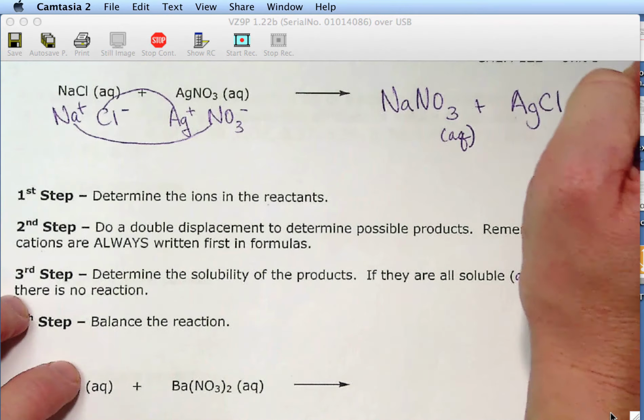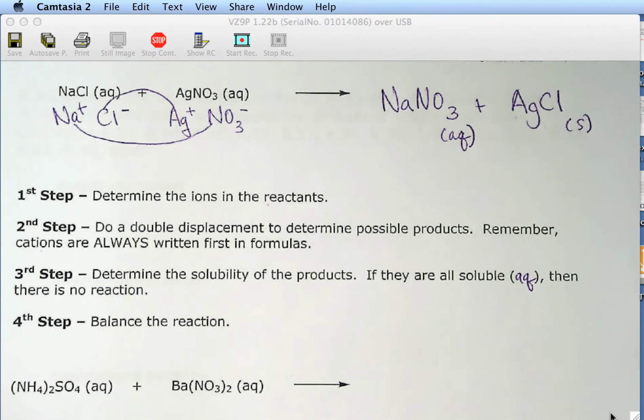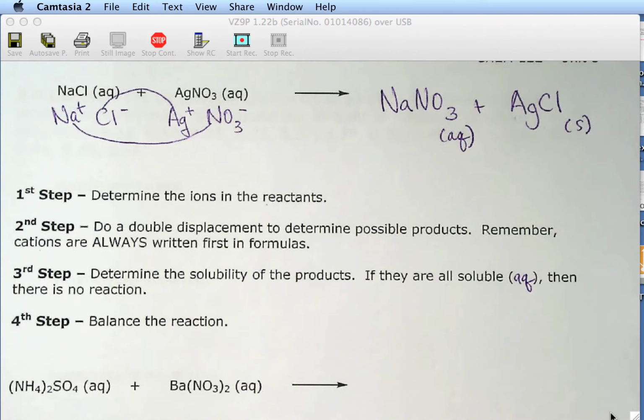So does this reaction proceed? Absolutely. So before you waste time trying to balance this equation, determine if it proceeds first. Because if you write your products and they're both AQ, you can just cross it off and write no reaction. But if you continue balancing and then at the very end you say, oh, they're both soluble, there's going to be no reaction, you've spent time balancing when you didn't need to.